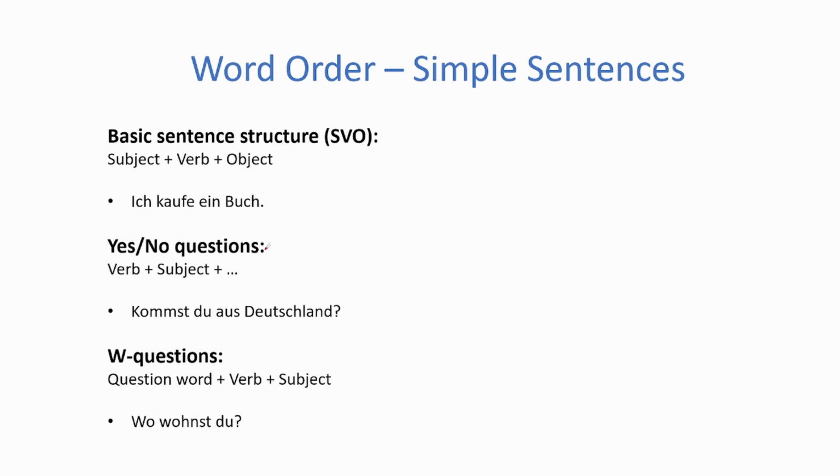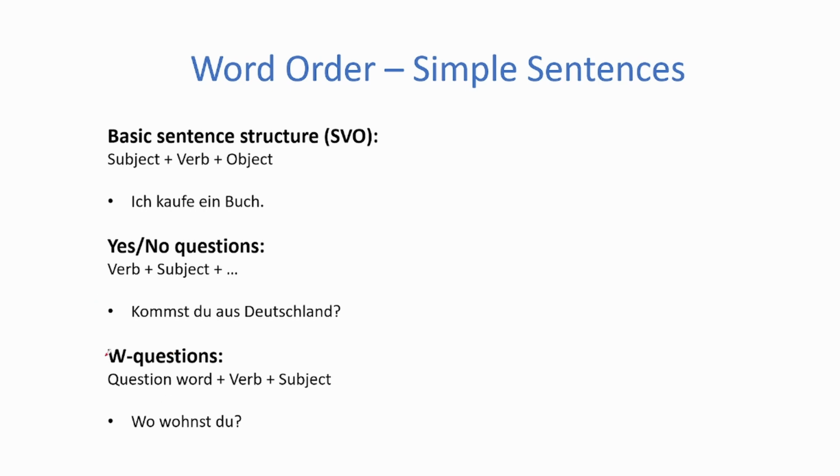Yes or no question. In a yes or no question, we use verb first and then subject and then the rest of the things. For example, kommst du aus Deutschland? That means, do you come from Germany? So here kommst is a verb, subject is du, and then the rest of the things, aus Deutschland.